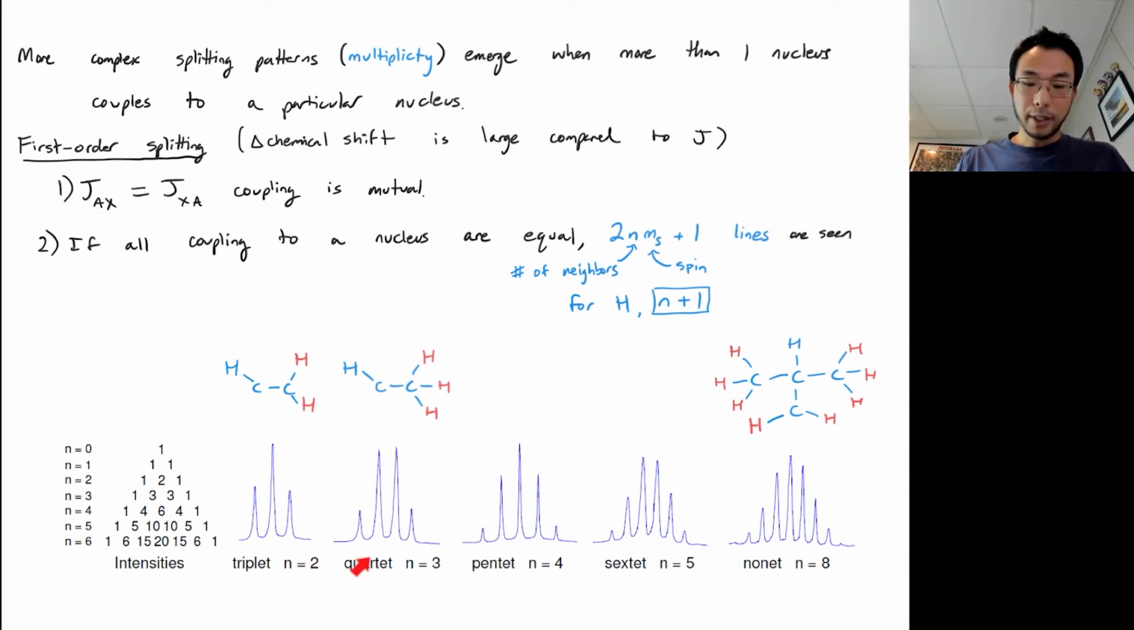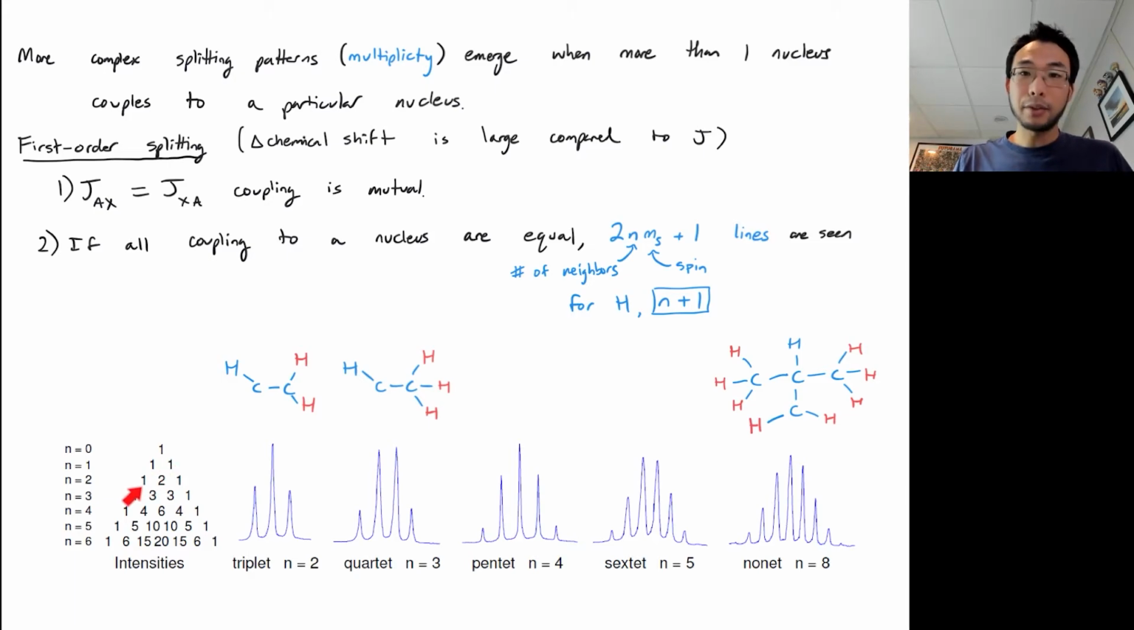If you're looking at these patterns, they're nice and symmetric. This reflects Pascal's triangle. You can actually use this to figure out the pattern that will emerge. For a signal that has no coupling, n equals 0, you just have a single line. If n equals 1, you do couple, so you split that 1 down in this triangle. You get 1 and 1.